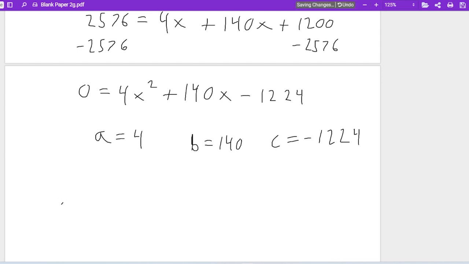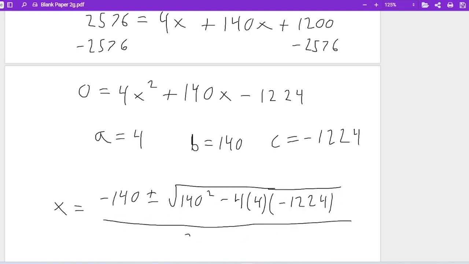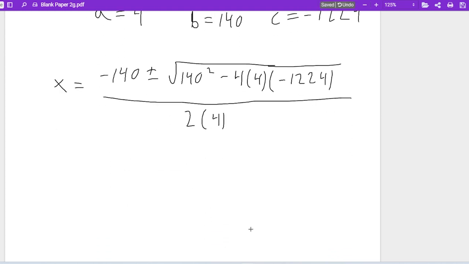So that means that my x is going to be negative b, so negative 140, plus or minus the square root of b squared, 140 squared, minus 4 times a times c, using all the numbers there, all divided by 2a. So that's going to be divided by 2 times 4. Once again, let me plug in the part in the square root in my calculator. And that is not going to be a whole number, which is fine. But we're going to get negative 140 plus or minus 198 divided by 8.